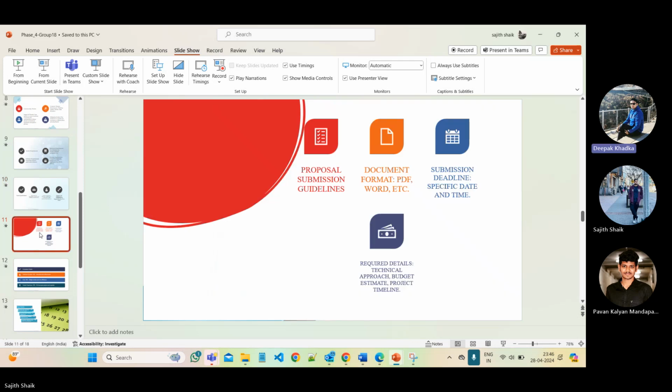The next one discusses proposal submission guidelines and what kind of document formats we should be using. Next will be the different deadlines, specific dates and timelines. And next will be the required technical approach, budget estimation, project timeline, etc. So I'll pass it to my teammate.